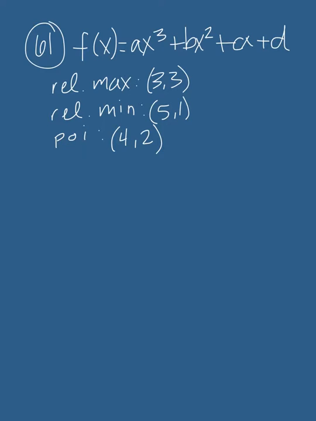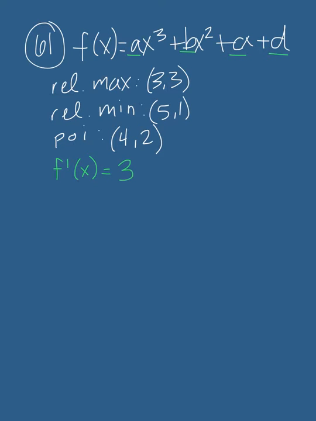So obviously, relative mins and relative maxes, we can get information about that from both the first derivative and the second derivative, and the point of inflection is definitely from the second derivative. So let's go ahead and find the first derivative. Remember that a, b, c, and d are constants. They're numbers.